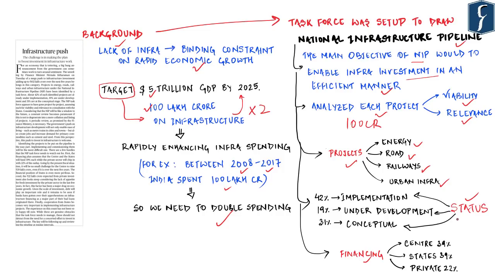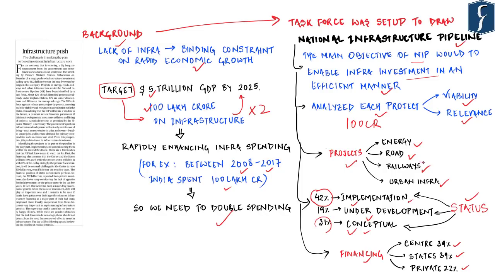The status of implementation of these various projects have been categorized into implementation, under development, and conceptual, and we can see that 42% or the majority of projects are under implementation stage, while only 31% are under concept stage. Now, as far as the financing of these infrastructure projects under NIP is concerned, the task force has set up a formula of funding according to which the center and the state will contribute equally 39% each, and rest of the 22% will come from the private sector.